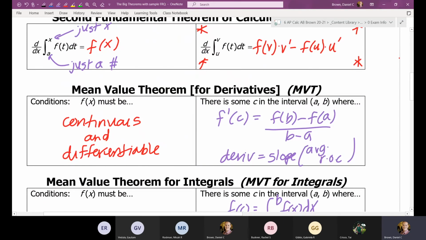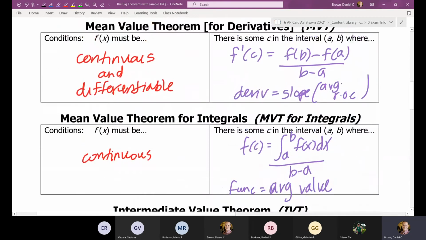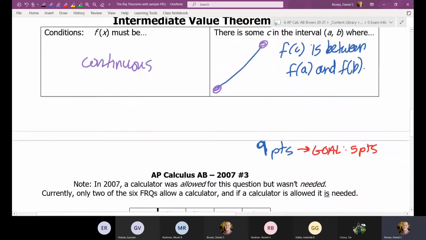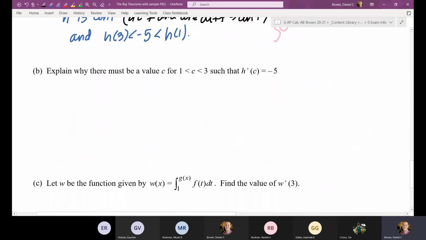Why does it test my knowledge of that one? That's the one that talks about f prime of c. So what does it mean? It means that we have to find the derivative equal to the slope. So if I'm approaching this problem, if it is testing my knowledge of the Mean Value Theorem for derivatives, what do I basically need to find? I need to find the slope. So let's go ahead and find that slope.